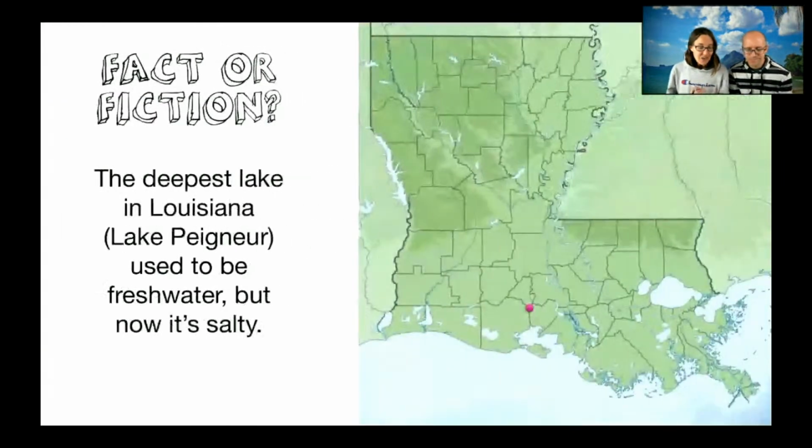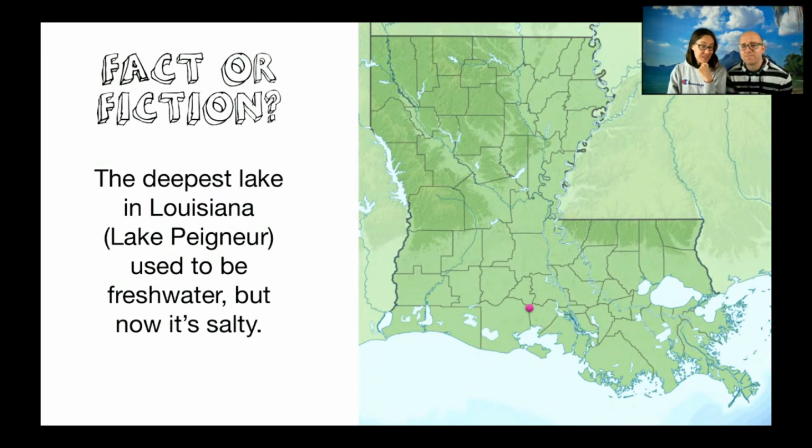And here is another crazy lake story that might be true, might be not. It's up to you to guess. The deepest lake in Louisiana currently is over 200 feet deep, Lake Peigneur. It used to be freshwater, but now it's salty. Is that true or false? And you can see it's not right next to the ocean. It's a ways inland. So it's so far inland that the ocean can't get there, but they're dumping bags of salt maybe? That's kind of weird.